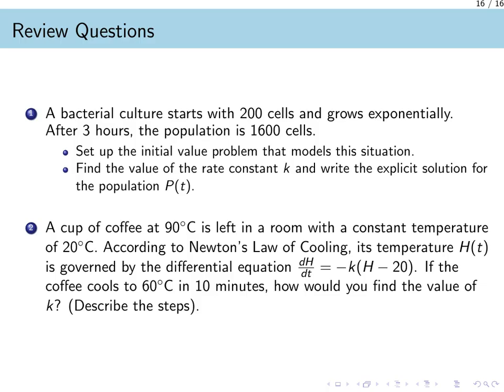For the second question, about the cooling coffee, we need to find the constant k. We would start with the general solution for Newton's law of cooling and substitute the known values. The room temperature is 20, the initial temperature is 90, and the temperature at 10 minutes is 60. This creates an equation where k is the only unknown, which we can then isolate and solve for using the natural logarithm. The main takeaway is that we use the initial conditions and a later data point to find the specific constants for our model.